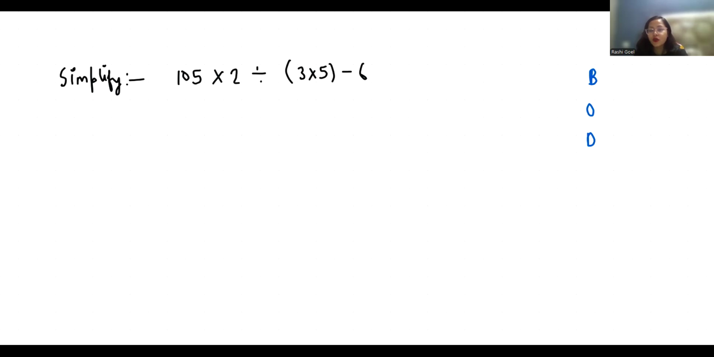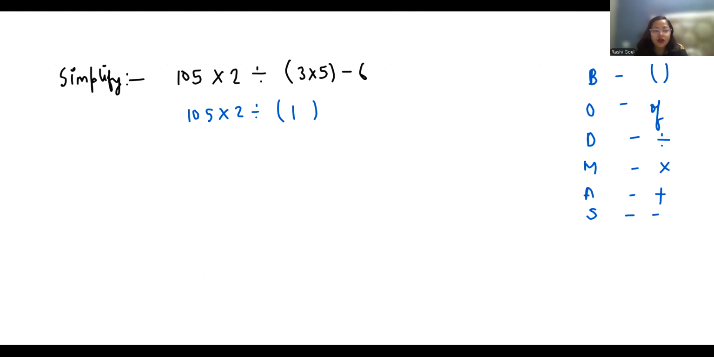B stands for bracket, which means you first solve the bracket, then of, then division, then multiplication, addition, and then subtraction. So, 105 times 2 divided by (3 times 5) minus 6. To solve the bracket first, we write all the terms the same. So it's 15 minus 6. So 105 times 2 divided by 15 minus 6. We can write this as 105 times 2 by 15 minus 6.